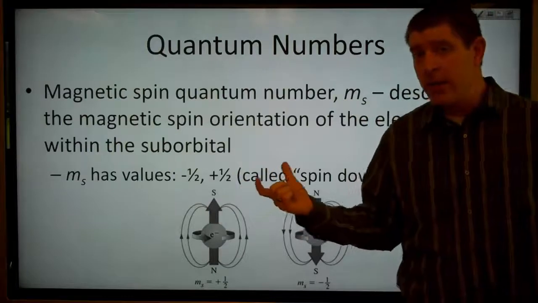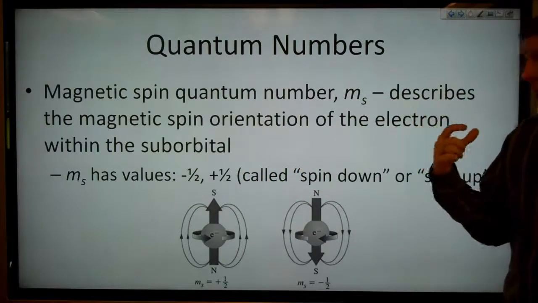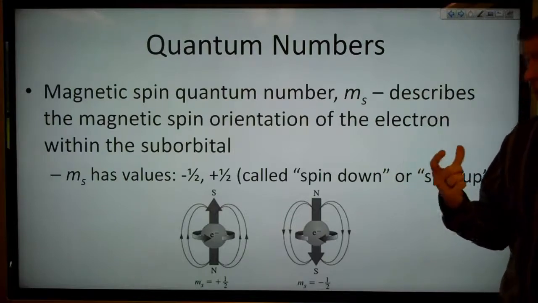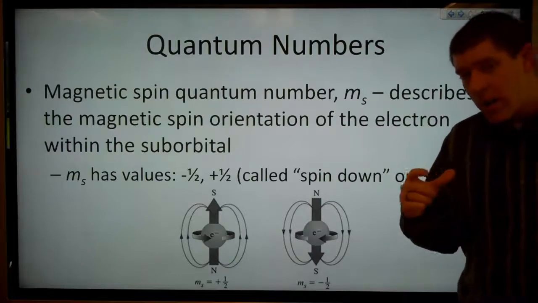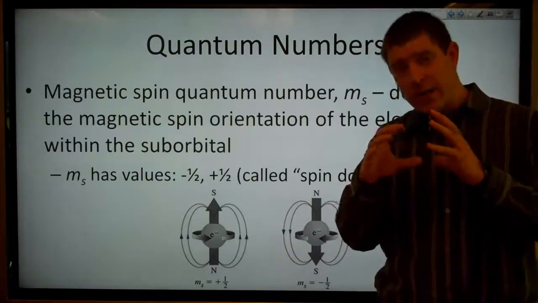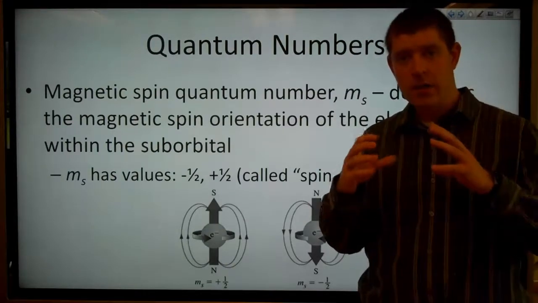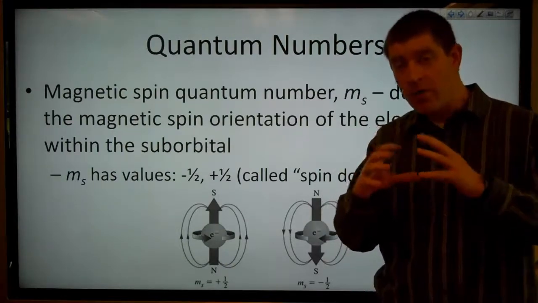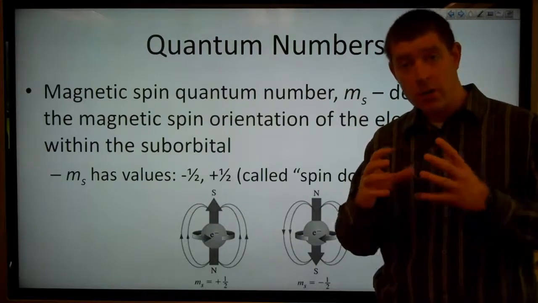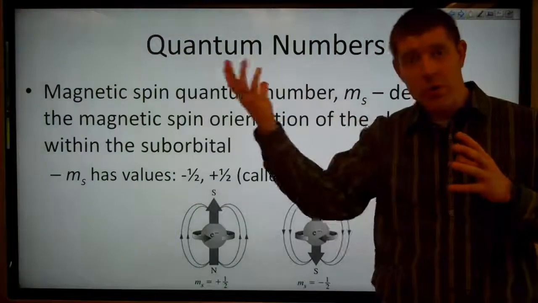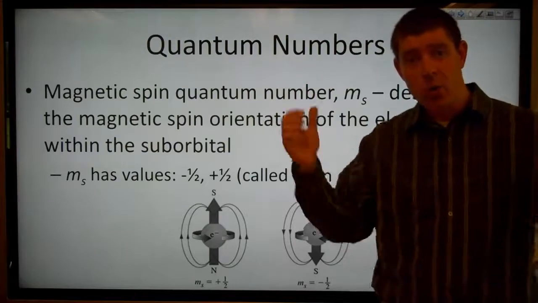The next quantum number is the magnetic spin quantum number, m sub s, and this describes the magnetic spin orientation of the electron within the suborbital. So remember that the Earth has a magnetic field. This magnetic field protects us from a lot of the radiation that comes from the sun, so from the particles coming from solar storms, those particles streaming through space run into the Earth's magnetic field and get directed to the poles.